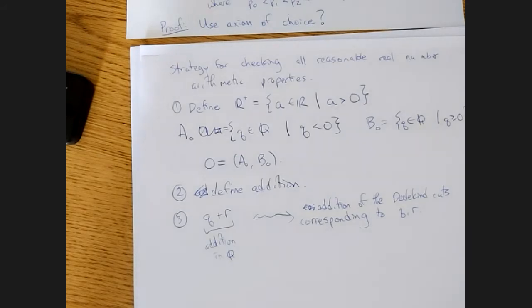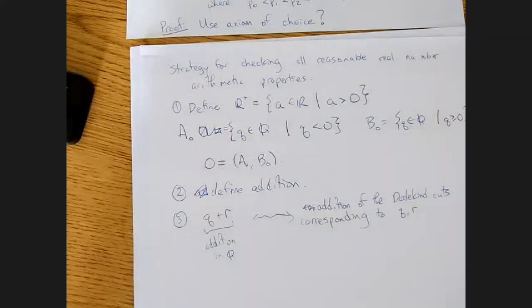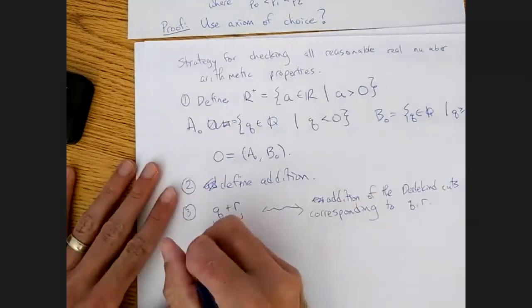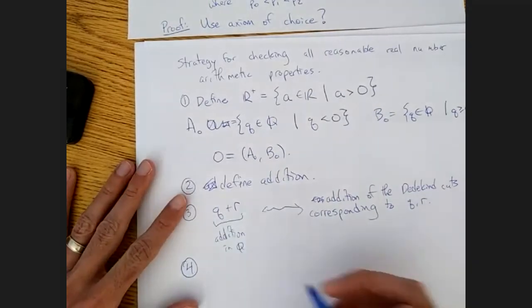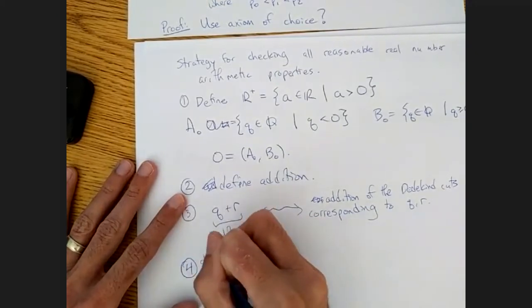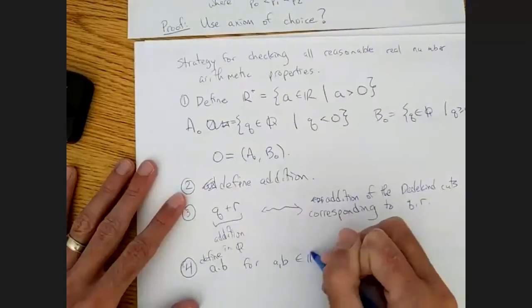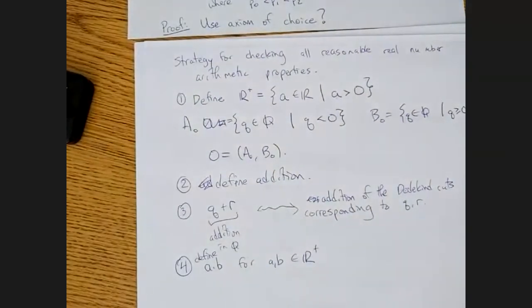All that nice stuff. You would define subtraction. You can even define absolute value and stuff like that. But the next job would be to define A times B for positive A and B.